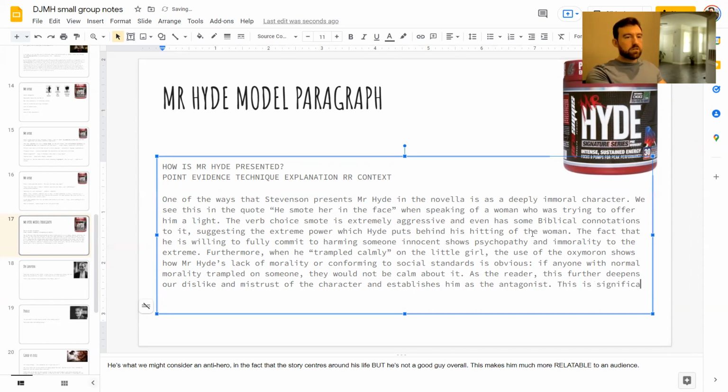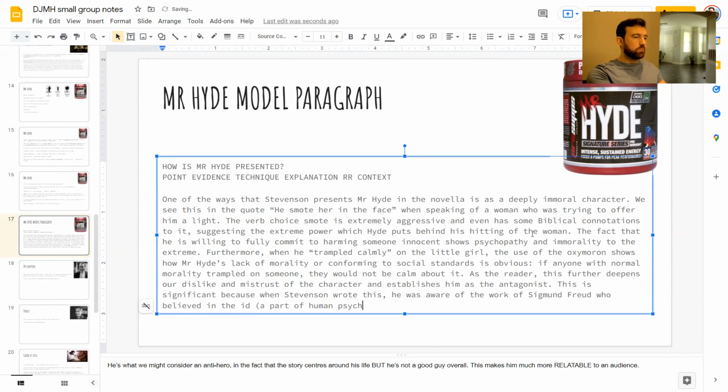This is significant because when Stevenson wrote this, he was aware of the work of Sigmund Freud, who believed in the id, a part of humanity or human psychology that was fully committed to following impulse regardless of social norms, or regardless of the law, let's say.